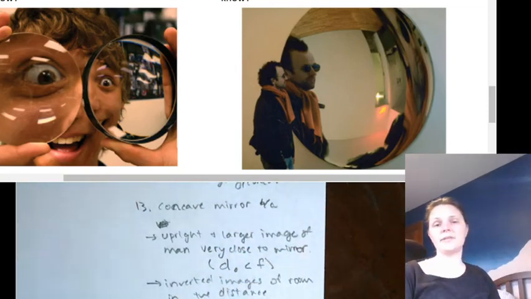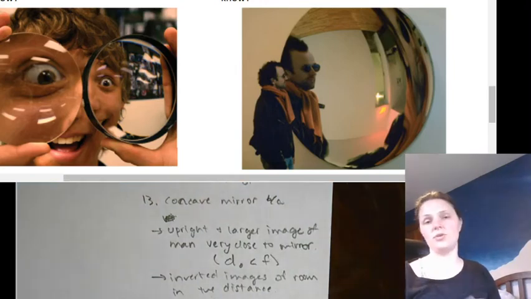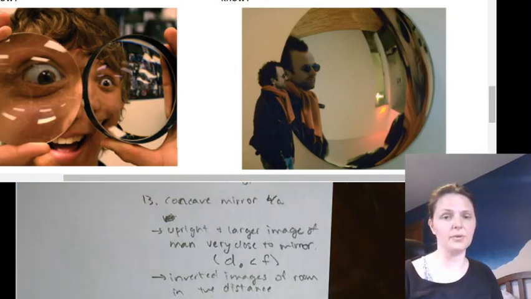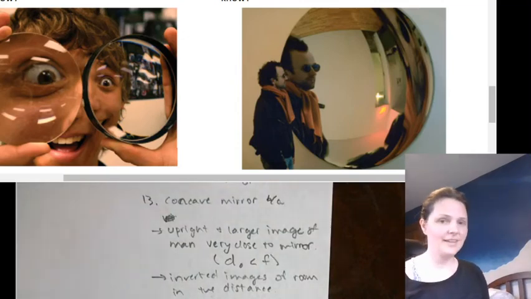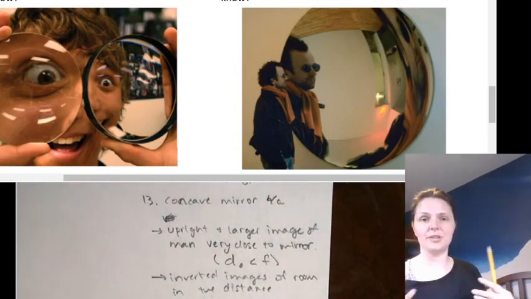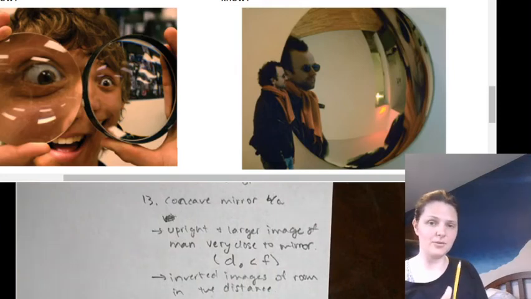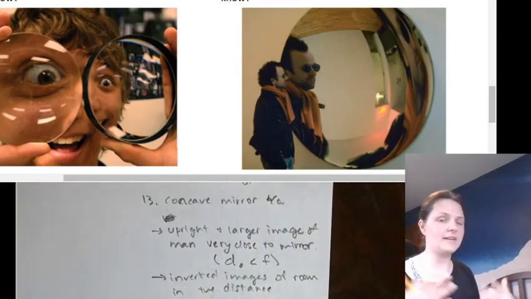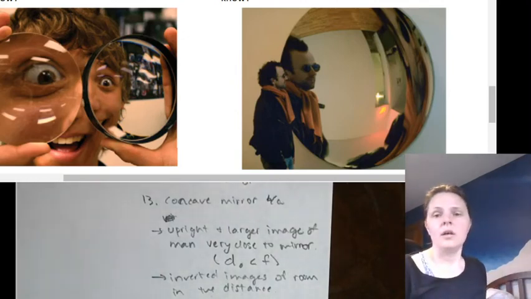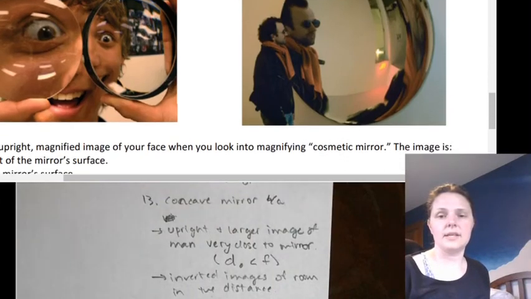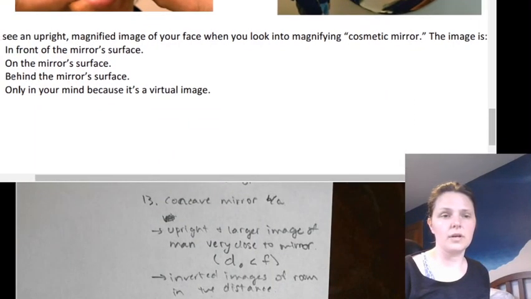And you all have spoons at home, metal spoons. You can do exactly this experiment with a metal spoon. So experiment around with trying to find the virtual upright and larger images for an object very close to a metal spoon, and then as you get farther away, you can find those inverted upside down images in a metal spoon. Let's see, there is one more here.